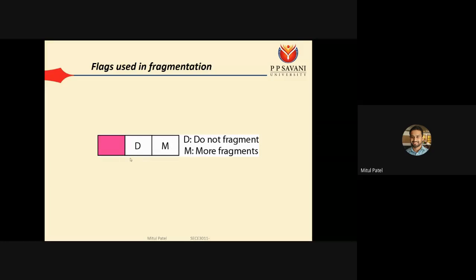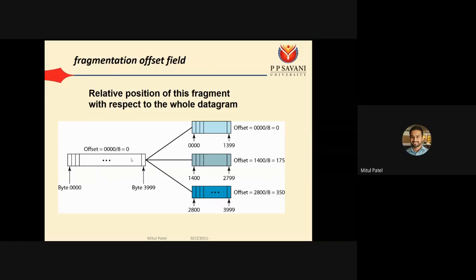Okay, so for example, let's say this third field is the fragmentation offset field. It defines the relative position of this fragment with respect to the whole datagram. For example, here we have the packet or the datagram that is starting from byte 0000 and ending on byte 3999. So let's say we have a 4000 bytes datagram. Now how can the offset be calculated?